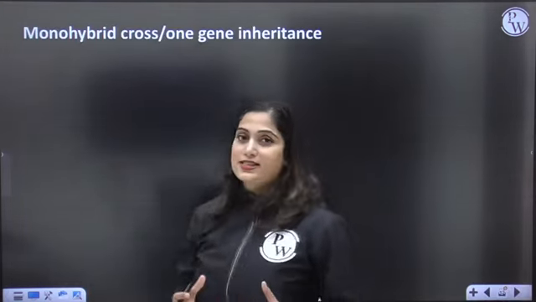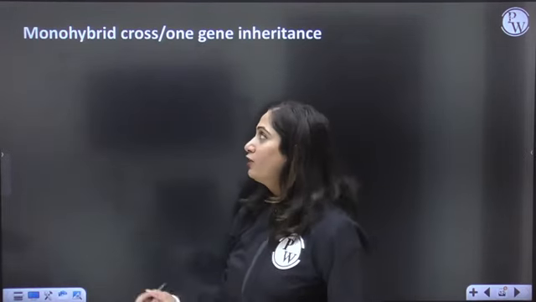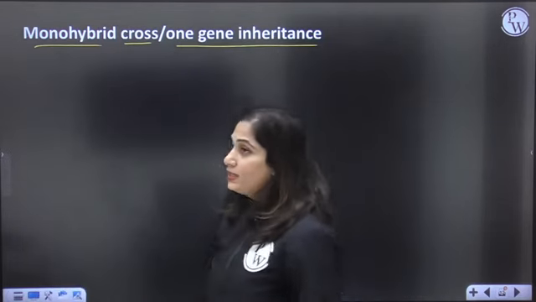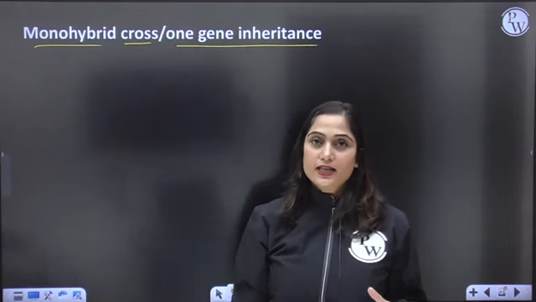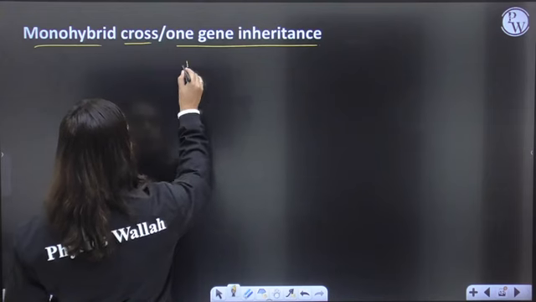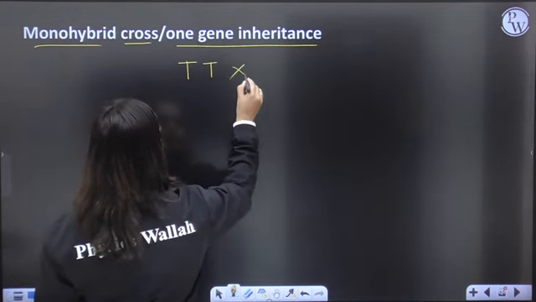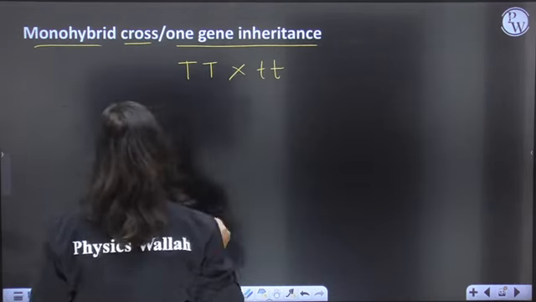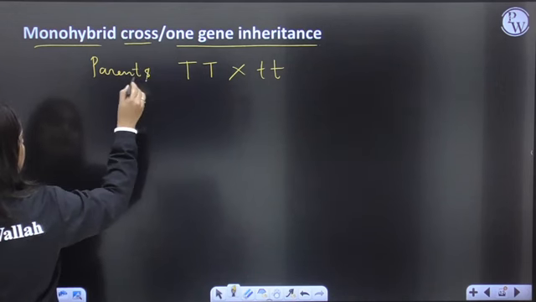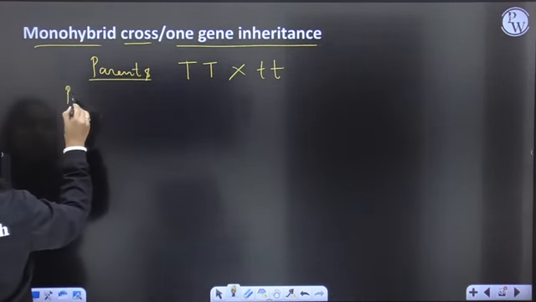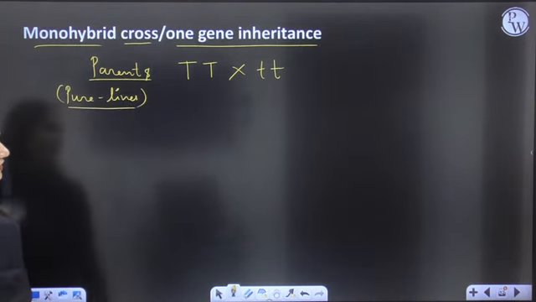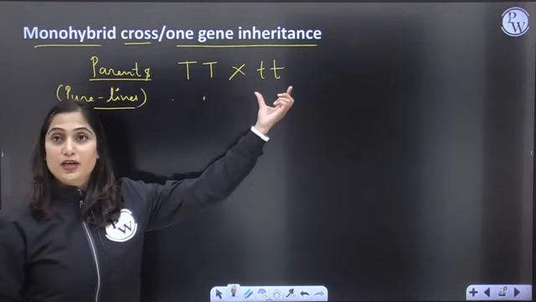Now, let's discuss the experiments done by Mendel. First of all, the monohybrid cross, or one gene cross. These are the crosses in which we study the inheritance pattern of only one gene. So the basic monohybrid cross, capital T crosses with small t. What needs to be remembered here, beta, is that the parents are always the pure lines or the true breeding varieties.